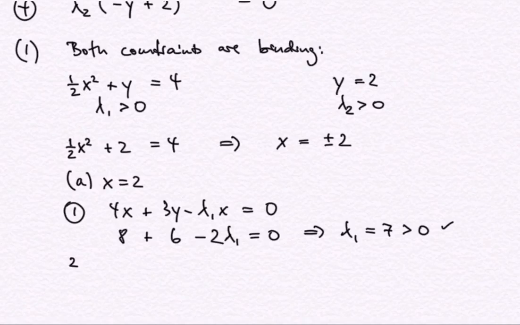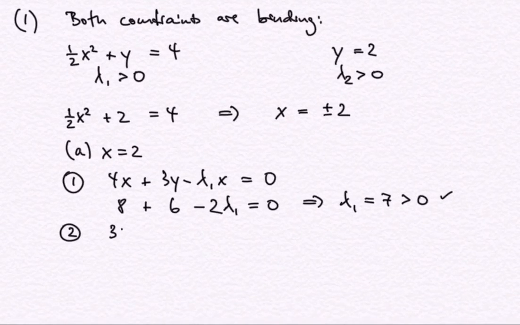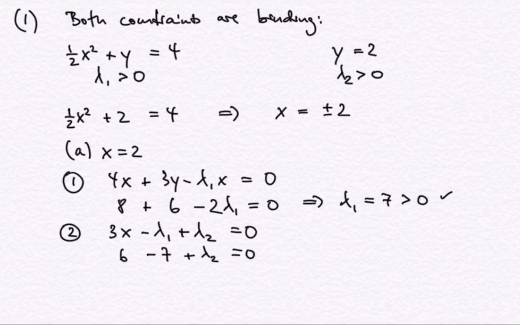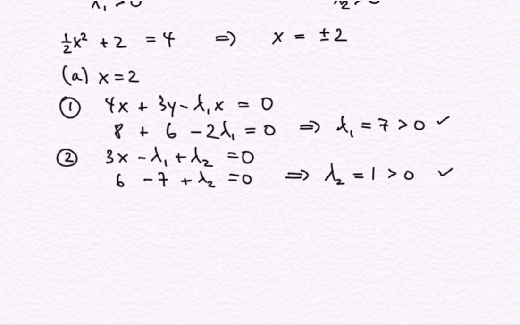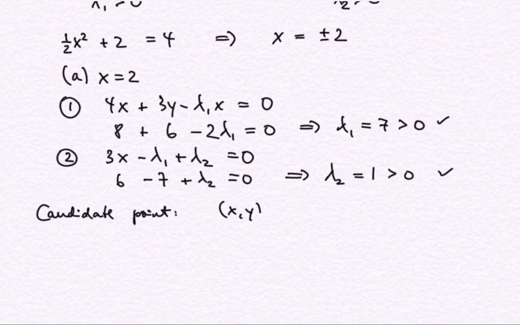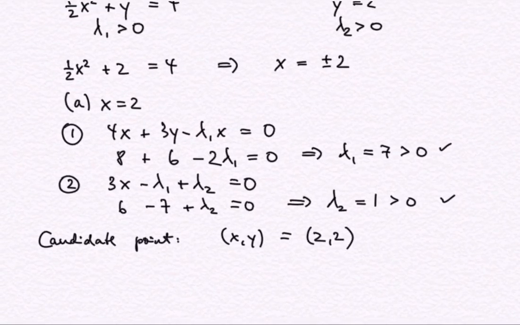I go into condition number 2, which reads 3x minus lambda 1 plus lambda 2 is equal to 0. So I have 6 minus 7, as I found now, plus lambda 2 is equal to 0. This means that lambda 2 is equal to 1, which is also a positive number. Again, good news. And I have found a candidate point. The candidate point is x and y equal to 2 and 2, and the corresponding Lagrange multipliers are 7 and 1.